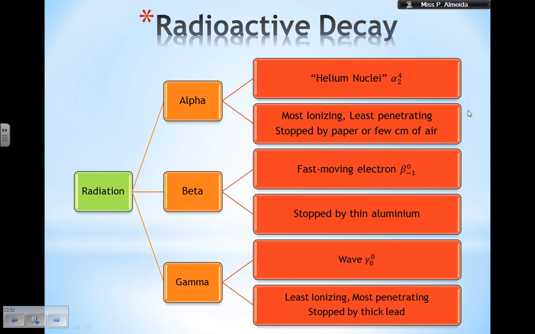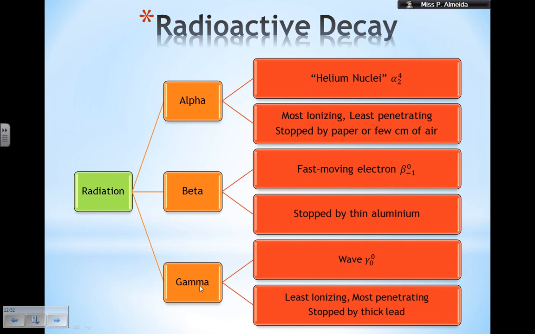Then we have the beta. Beta is the same as the fast moving electron, okay? And again, that's the symbol, the beta, the Greek letter. And then we have mass number of 0, because we are saying that the electron has no mass in here, basically. And then the atomic number -1. So it's an electron, is opposite to the proton, so we are going to put a -1 in there, okay? And beta is stopped by thin aluminium.